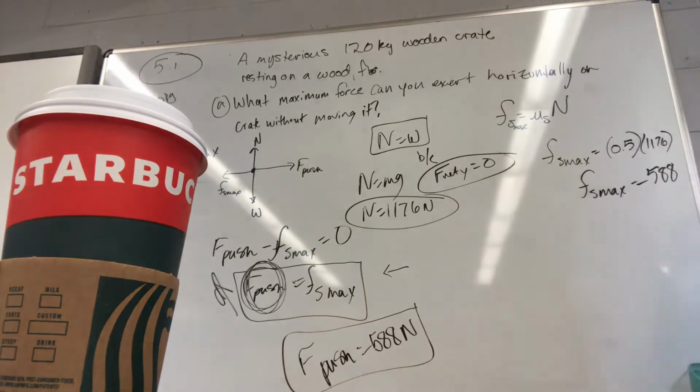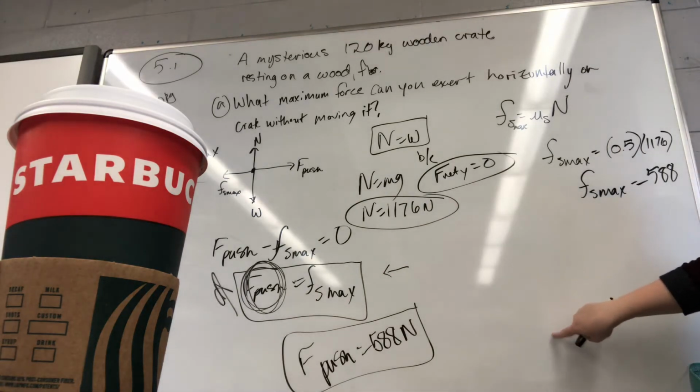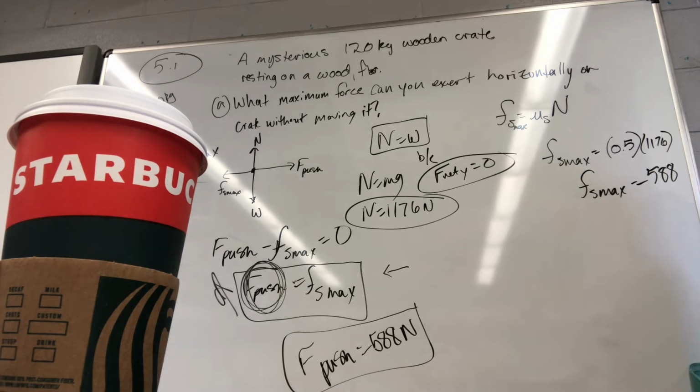So if I push on this box with up to 588 newtons of force, the object will not move. If I push with 588.1 newtons, what happens? It starts to move, and we have to do a whole other calculation. All right.